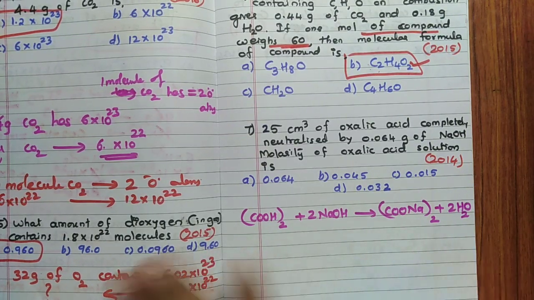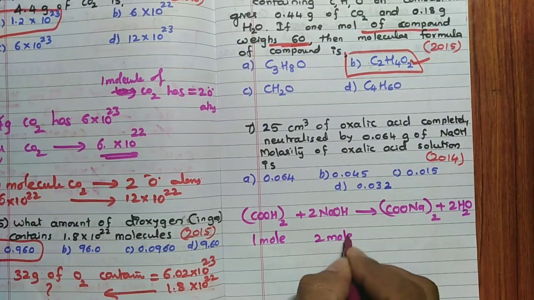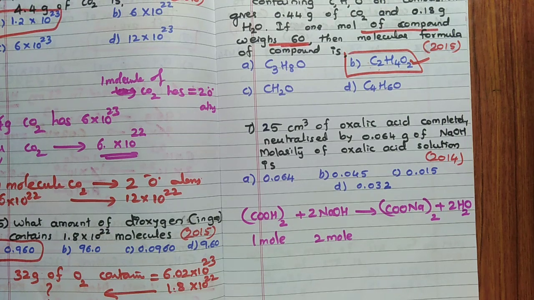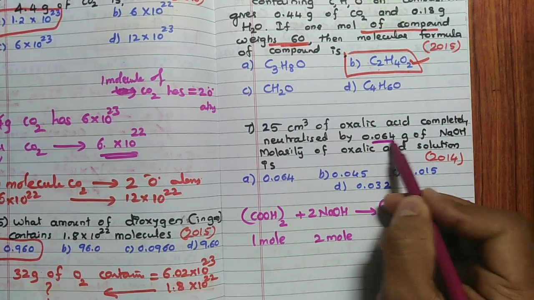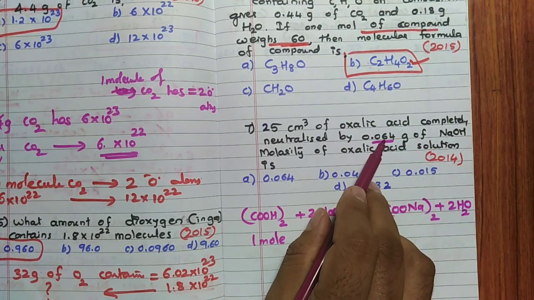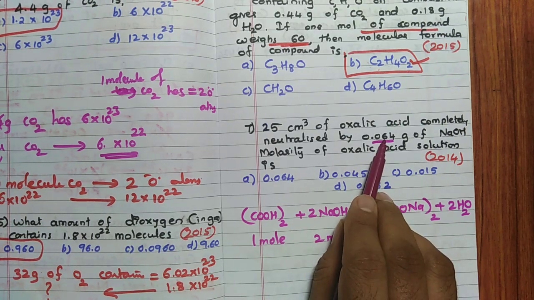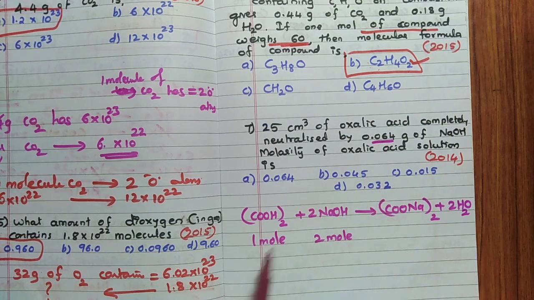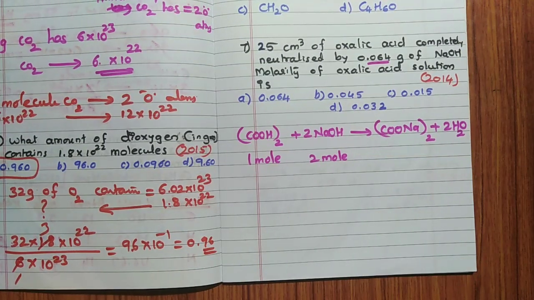Now we will see how it is reacting. See, 1 mole reacts with 2 moles of NaOH. Correct? So now what will we calculate? 0.064 represents how many moles? If you get this, half of this is the oxalic acid moles. Understood? If you get the oxalic acid moles, volume is given, moles by volume, you will get molarity. So this is the roadmap for this particular question.